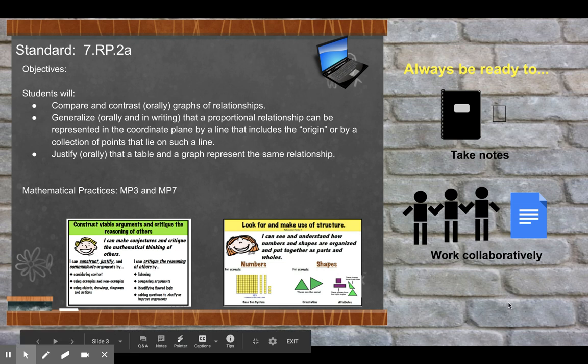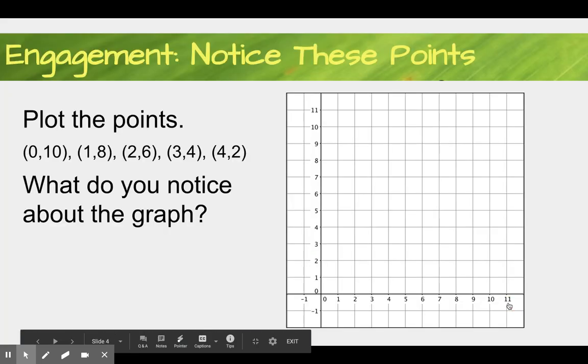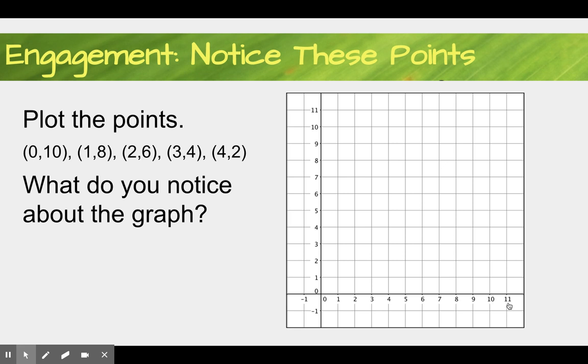Okay, moving right along, let's look at our engagement activity for today. For our engagement activity, ladies and gentlemen, we're going to work on actually plotting some points. This engagement can actually be found in your student companion, and it says to plot the points (0, 10), (1, 8), (2, 6), (3, 4), and (4, 2). What do you notice about the graph?